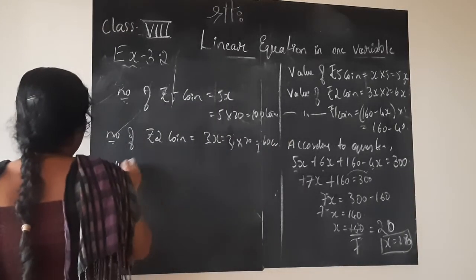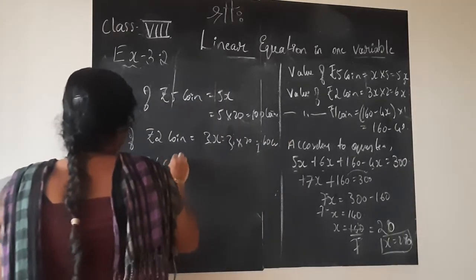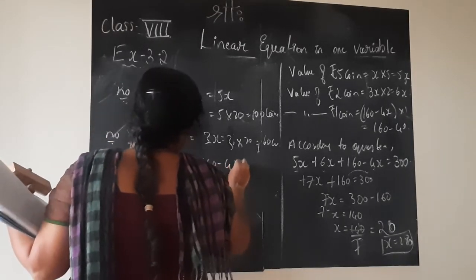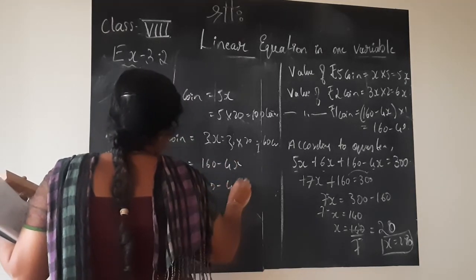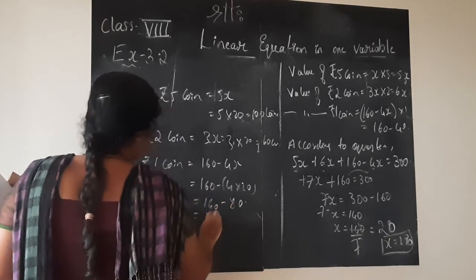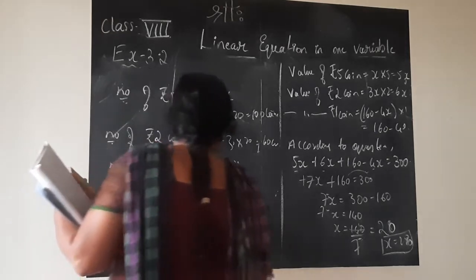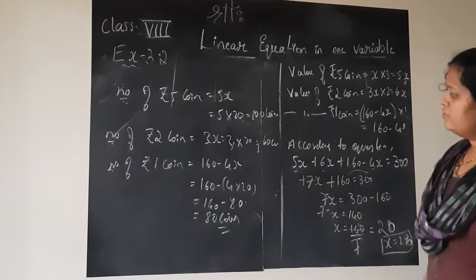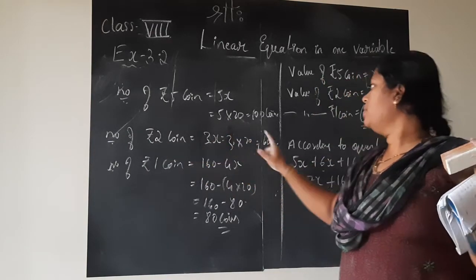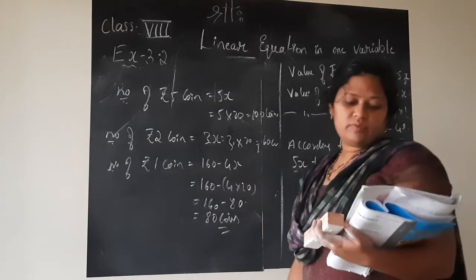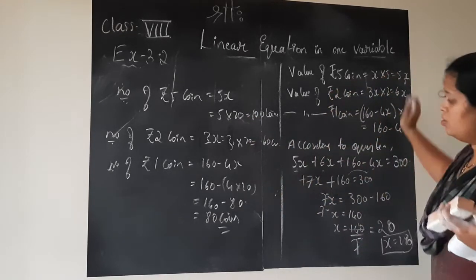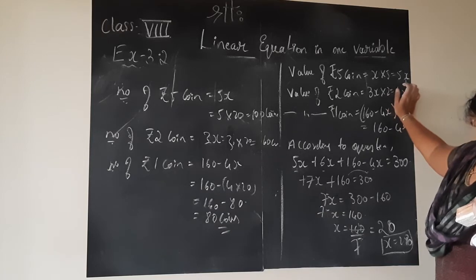Similarly, the number of rupee 1 coins is 160 minus 4x. So 160 minus 4 into 20, that is 160 minus 80, which is clearly 80 coins. So children, he has 100 coins of 5 rupee, 60 coins of 2 rupee, and 80 coins of 1 rupee. So this is how he made 300 rupees. This is the denomination of each coin, children.